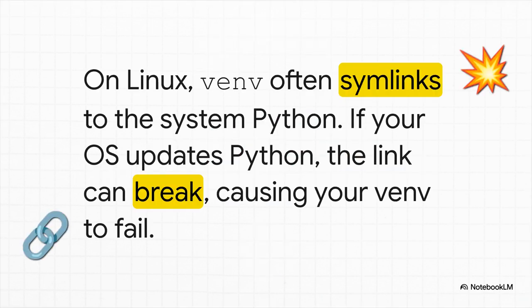Well, 9 times out of 10, the culprit is that symlink we were just talking about, especially on Linux or macOS. Remember, your Venv doesn't usually contain a full copy of Python itself. It just has a pointer to the main Python on your computer. So what happens when your operating system decides to update that main Python, maybe from 3.11 to 3.12? All of a sudden, that pointer inside your old Venv is pointing to something that's changed or isn't even there anymore. The link snaps and your Venv breaks.